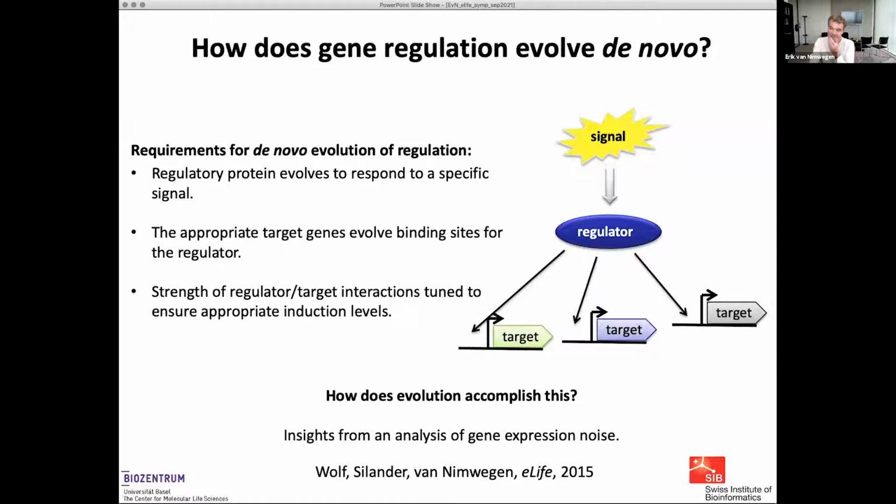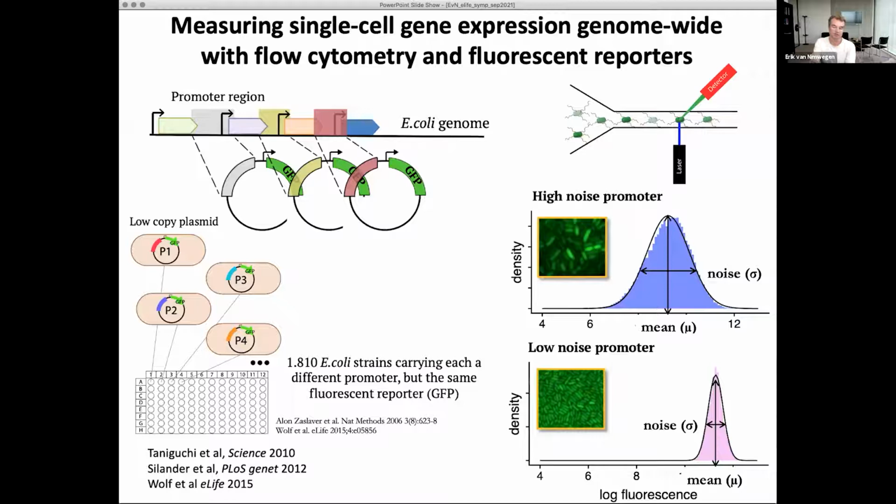And I want to share with you some insights that I think we gained about this question from an analysis of gene expression noise in E. coli. So for about a decade or so, people now have been using fluorescent reporters where you stick a promoter sequence in front of a fluorescent gene, either on a plasmid or on the chromosome, in combination with either flow cytometry, this is what we used, or microscopy, to essentially measure single cell distributions of genes on a genome-wide scale. And here is an example. What you get from most genes is that the log expression is roughly Gaussian distributed, so that you can characterize the expression distribution for a single gene by the mean and the variance in log expression that you observe. All right.